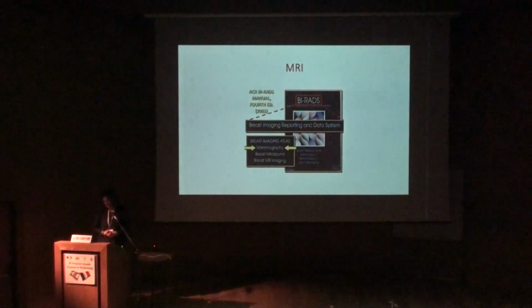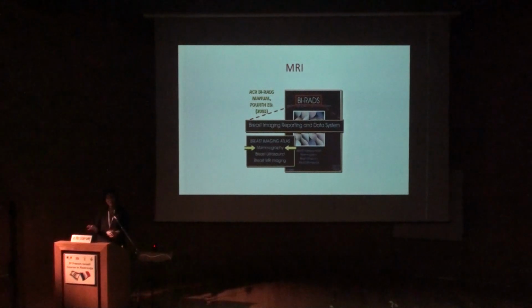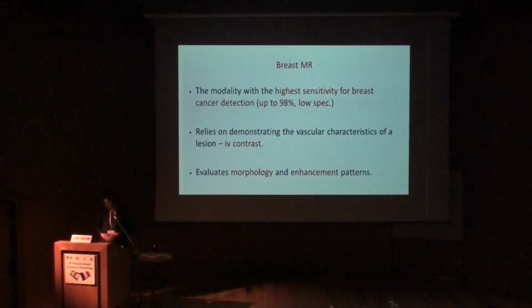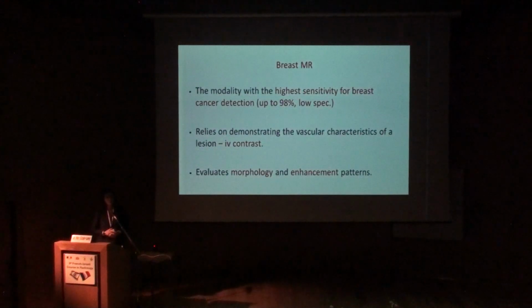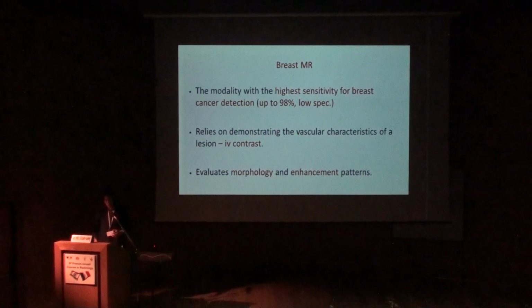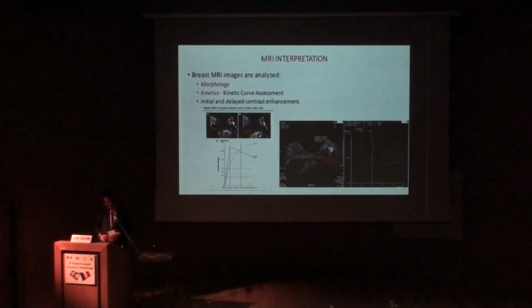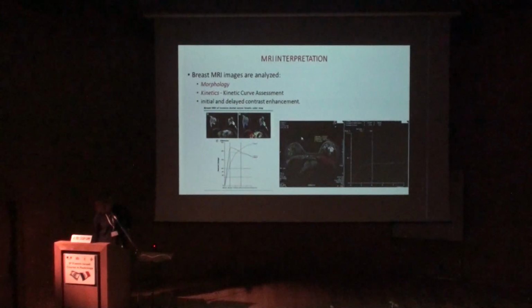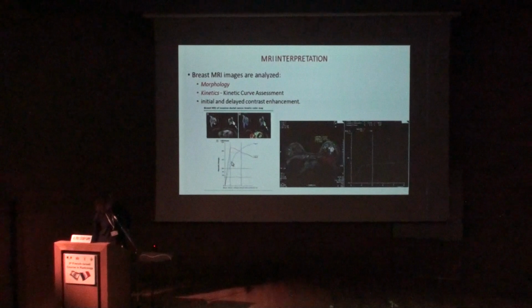So, a few words about the MRI interpretation. Again, it is in the lexicon, and the lexicon today is on the web, so it's easy to use. MRI is the examination with the highest sensitivity for the detection of breast cancer, mainly invasive breast cancer, due to the administration of IV contrast. We are looking for the angiogenesis, and we are looking for the morphology and for the enhancement, which is called the kinetics.